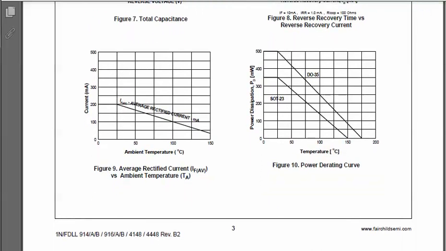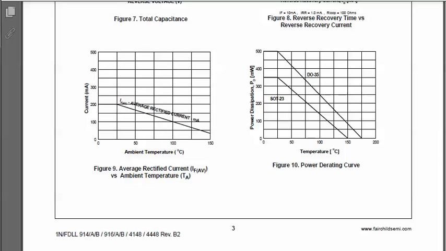Okay, and then lastly here, figure 9 shows basically a derating for the average current versus temperature. So if you recall the absolute maximum ratings for the diode said that an average forward current of 200 milliamps was acceptable, but that's not acceptable for any ambient temperature. It is acceptable only for temperatures up to 25 degrees. Above 25 degrees, you have to derate things, right?